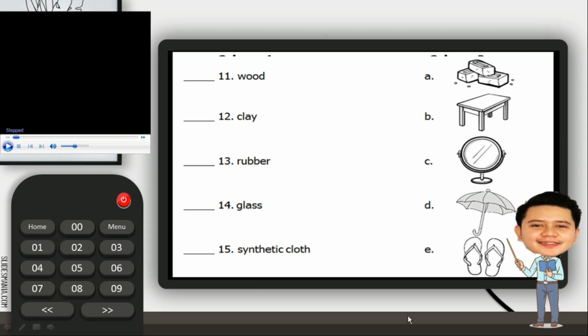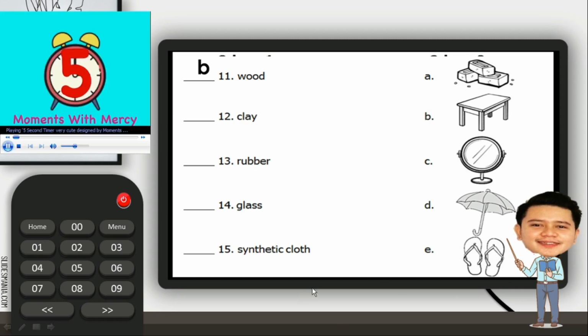The correct answer is letter B. So the table is made of wood. Very good. Next, clay. So where do you think is the clay here? 5 seconds.